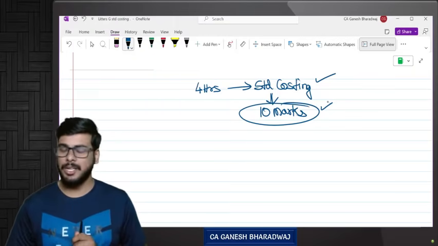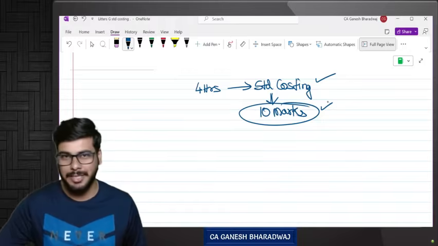So on that note, let's deep dive into this beautiful chapter called standard costing.